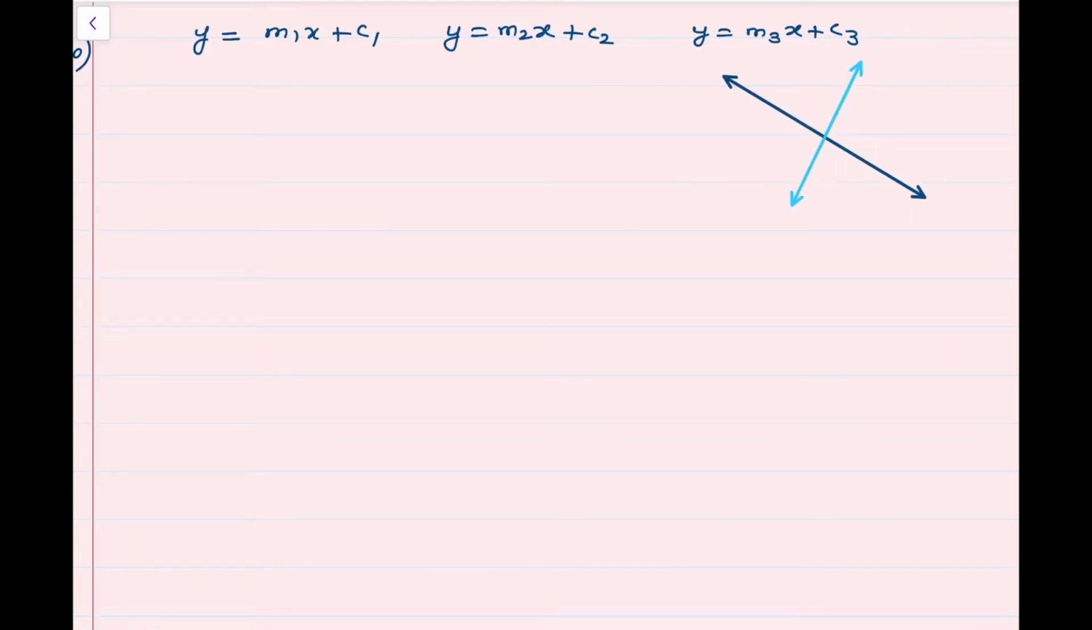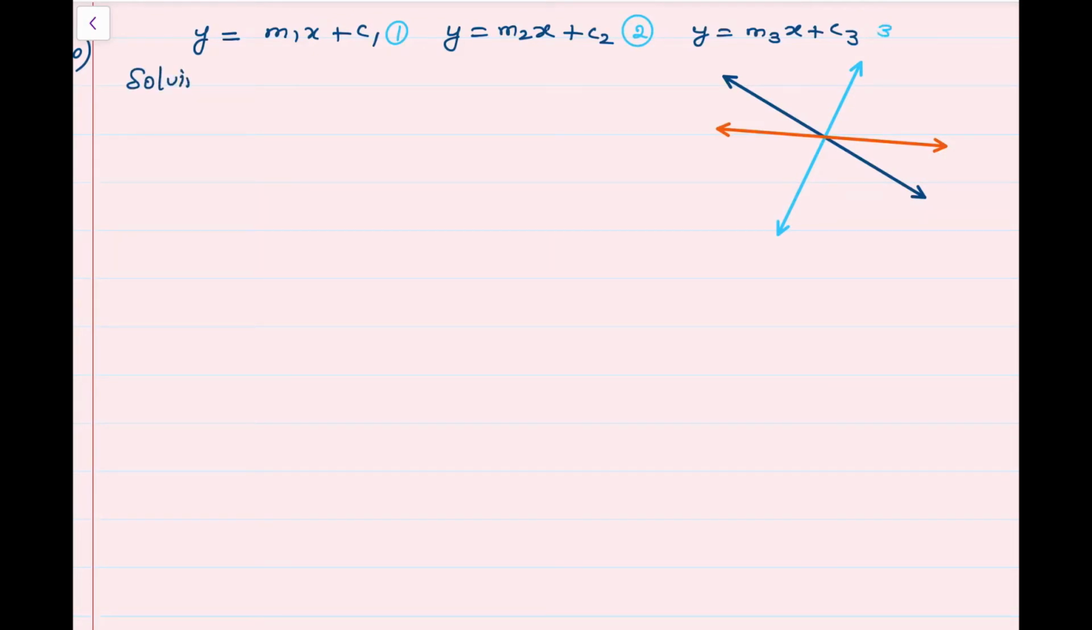Question 10. If three lines whose equations are y equal to m1x plus c1, y equal to m2x plus c2 and y equal to m3x plus c3 are concurrent, then show that m1 times c2 minus c3 plus m2 times c3 minus c1 plus m3 times c1 minus c2 is equal to 0. Concurrent lines means they pass through the same point. These are concurrent lines. We will take the first equation as 1, second and the third.